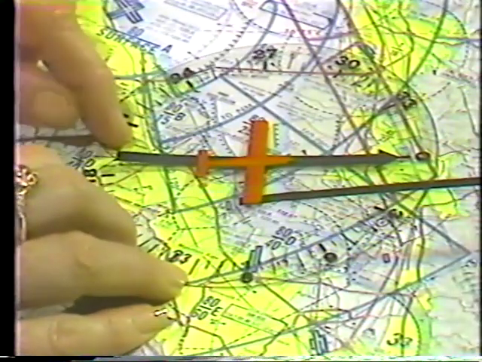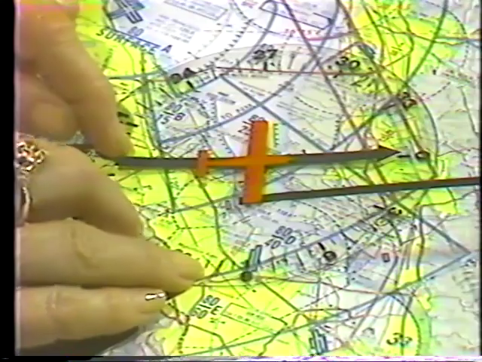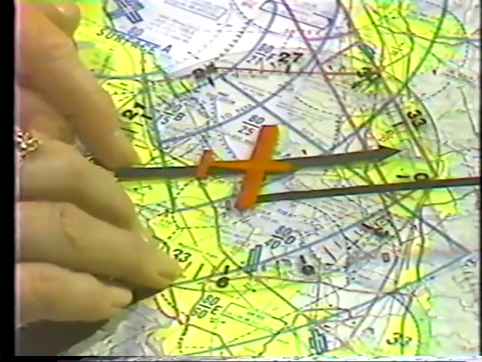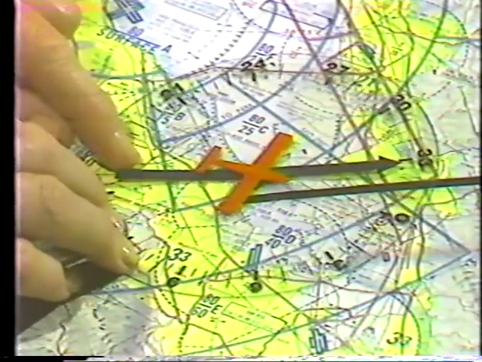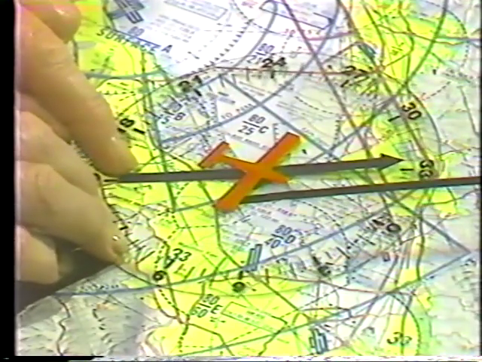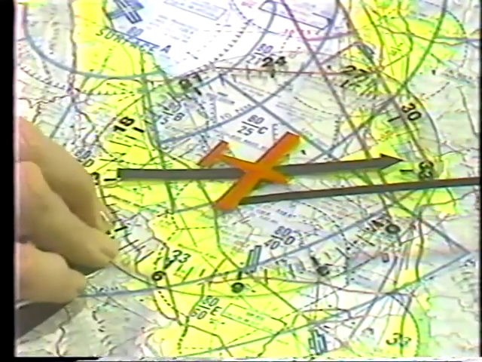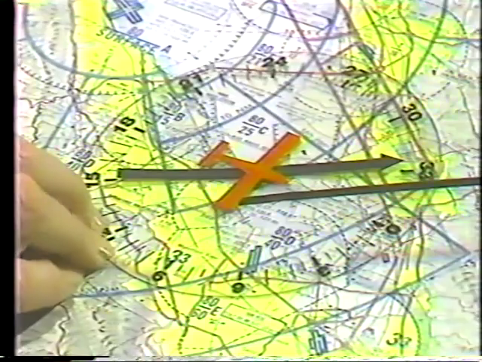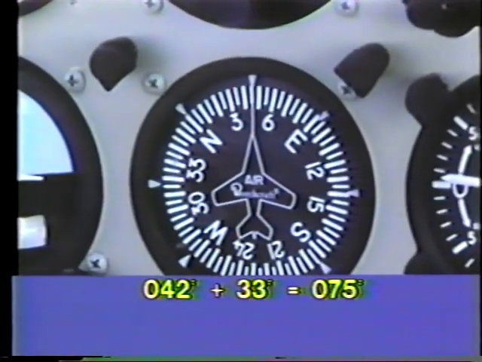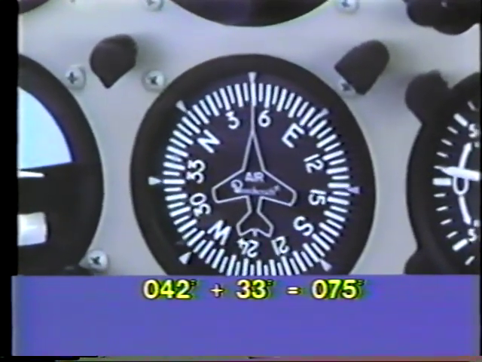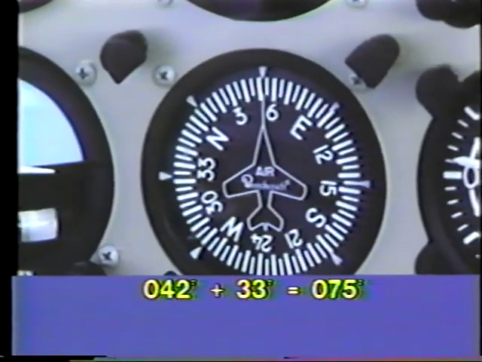So we will turn the airplane toward the needle 30 degrees plus the number of degrees the needle was deflected, for a total of 33 degrees to the right. We'll now add 33 degrees to our heading of 042 degrees. The intercept heading is 075 degrees.